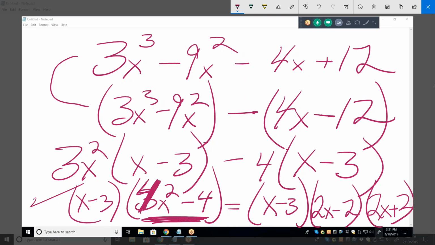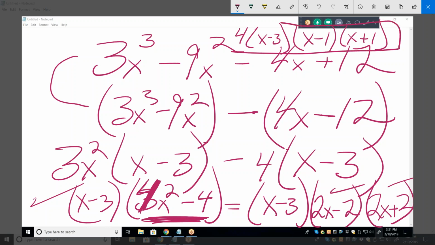So the final term, I'm going to write it up here and then I'll let you go, is x minus 3. I'm going to take a 2 out of that term. I'm going to take a 2 out of that term. That's going to equal 4. And what's left is x minus 1 times x plus 1. And that is actually completely factored. Notice I have 3 linear terms and I have a number.